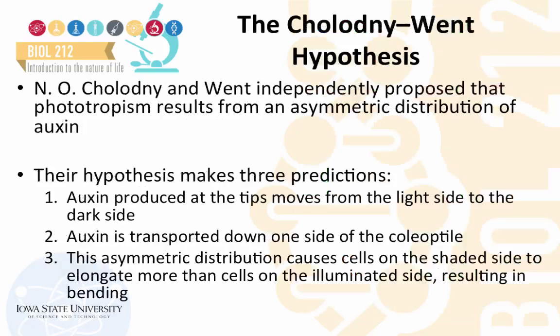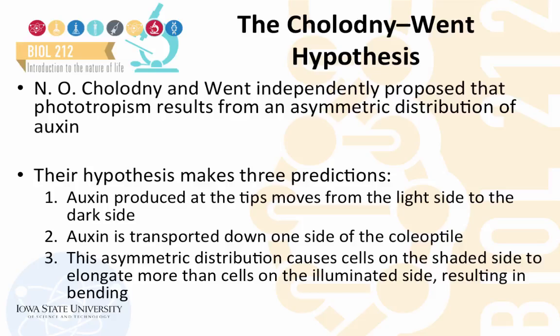Experiments by Wendt and another scientist called N.O. Kolodny led to the development of the hypothesis that phototropism results from an asymmetric distribution of auxin. This was known as the Kolodny-Wendt hypothesis. Their hypothesis makes three predictions.